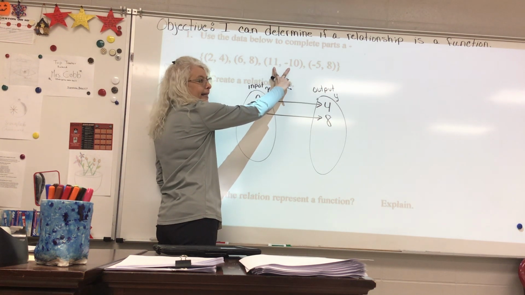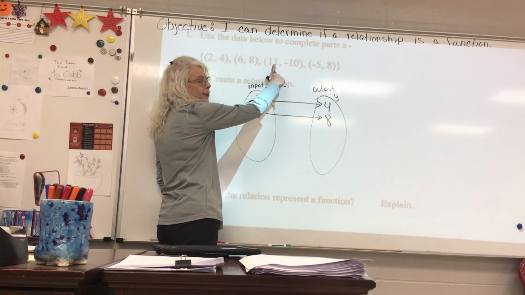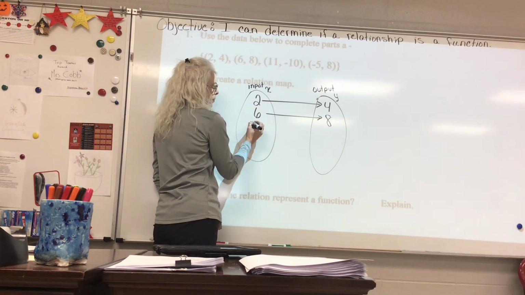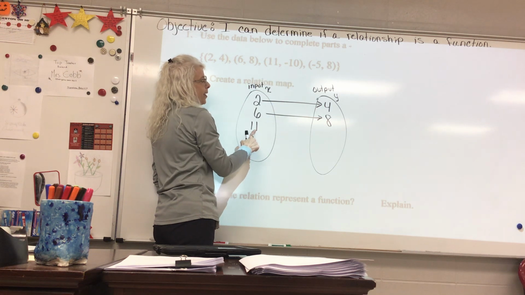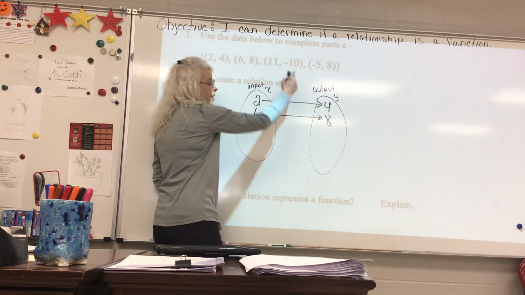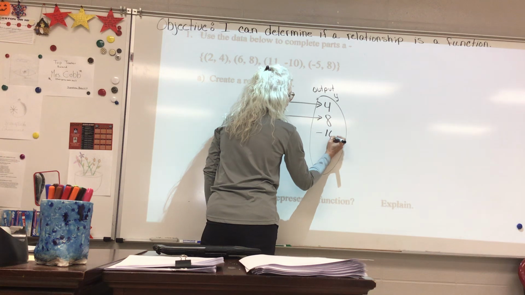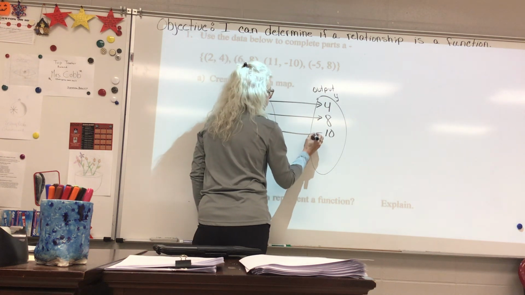Which one is the 11, is it my input or output? Input, so I'm gonna do 11 here. And then when 11 is my input, -10 is the output. So over here, I'm gonna put -10, draw that arrow to it.